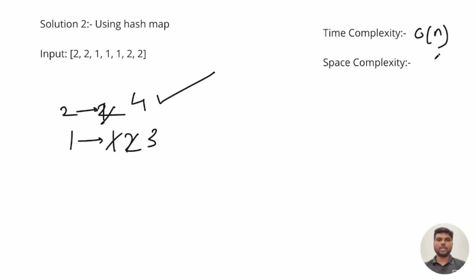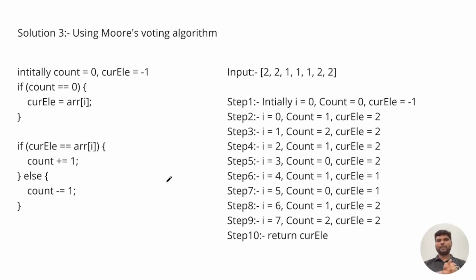And what's the space complexity? Well, space complexity goes to O of n again. Why? Because we are using this extra hash map, so it can store up to n elements. So in the last solution, we have used O of n space. Let's try to eliminate that space using Moore's voting algorithm.